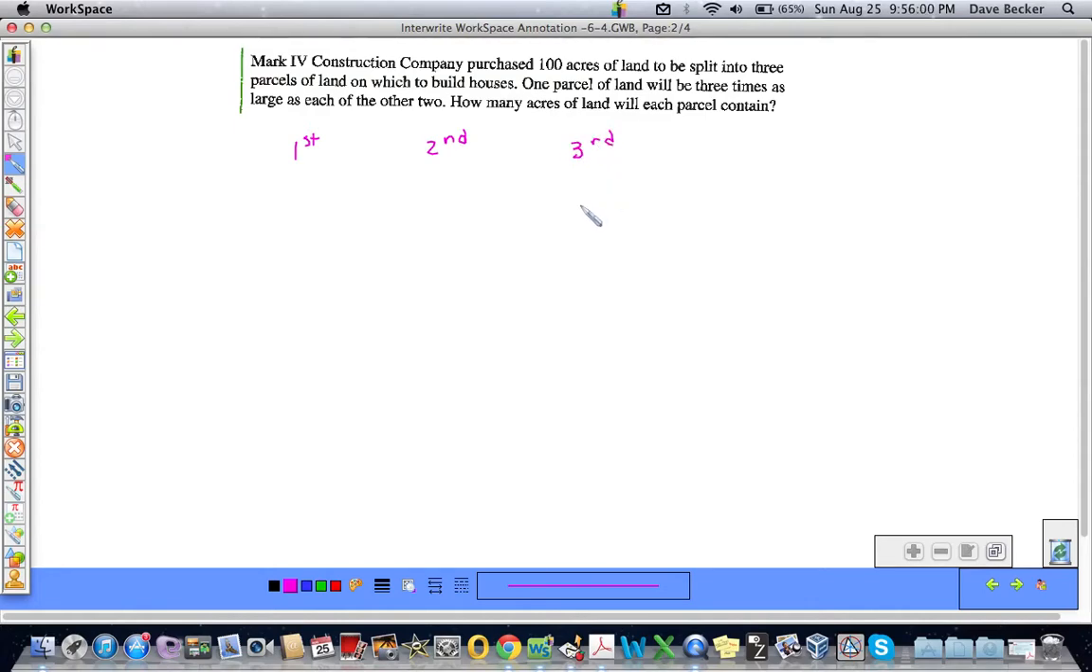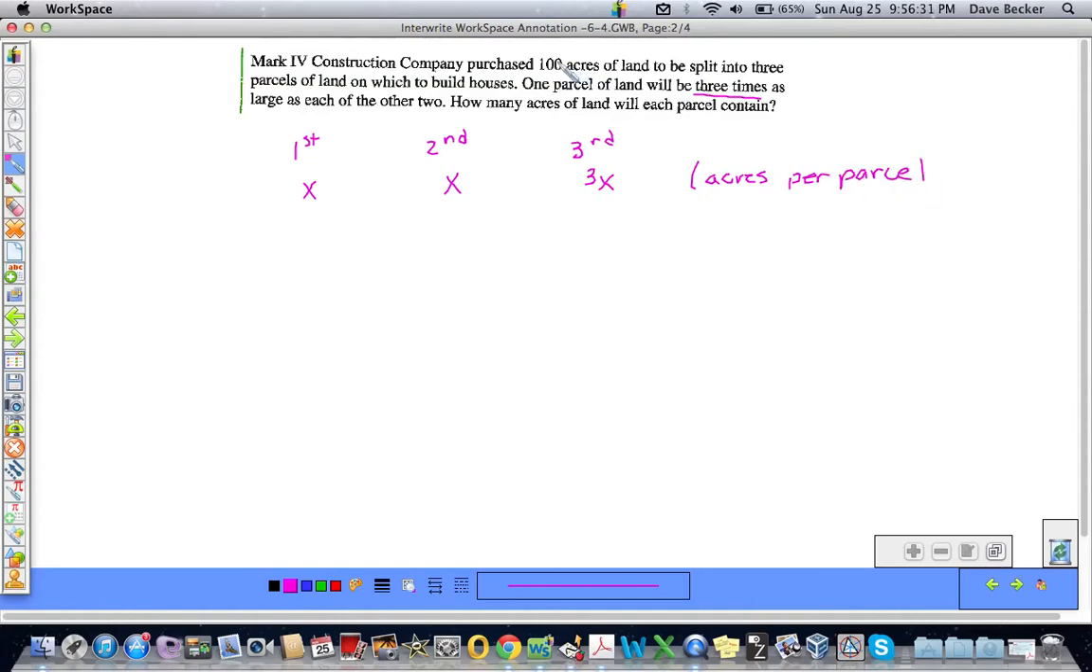Okay? And I am going to let x be the first parcel. And I know one is exactly the same because we compare to the other 2. So I'm going to let x be the second parcel. And then the other parcel is 3 times as large as each of the other 2. So this is going to be 3x. And this is going to be acres per parcel. Okay?